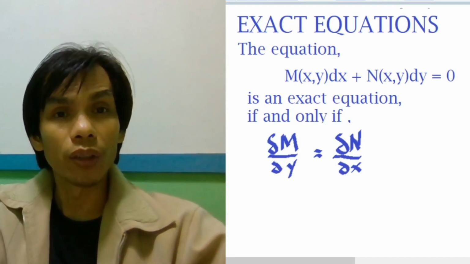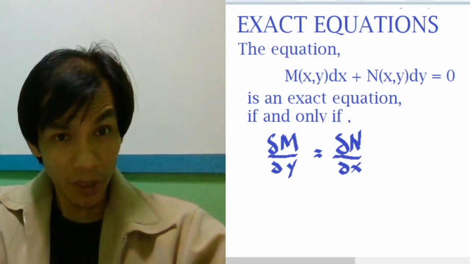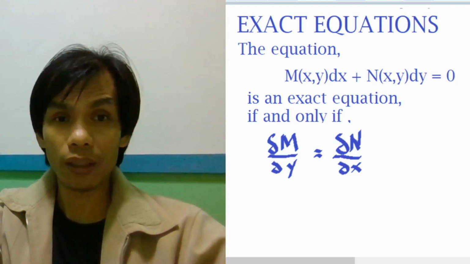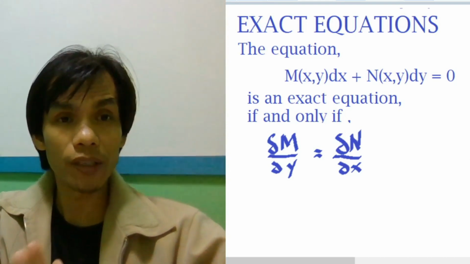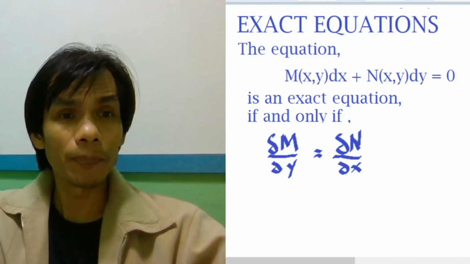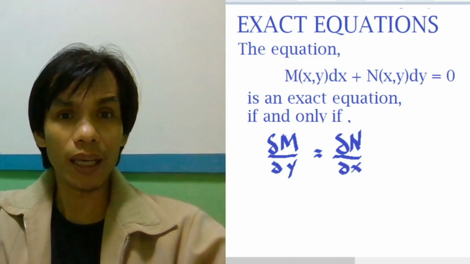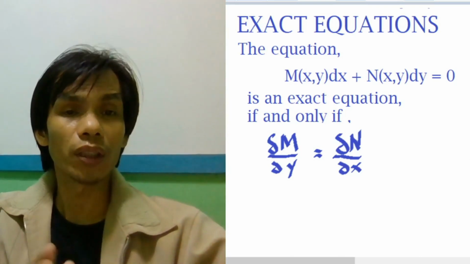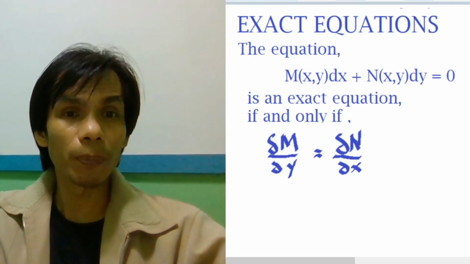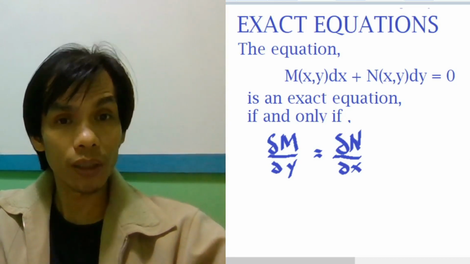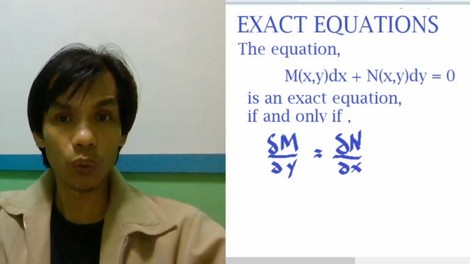Okay, today we're going to talk about exact equations. One of the methods of finding the solution of a differential equation is the exact equation method. An equation M(x,y) dx plus N(x,y) dy equals 0 is exact if and only if the partial derivative of M with respect to y is equal to the partial derivative of N with respect to x.